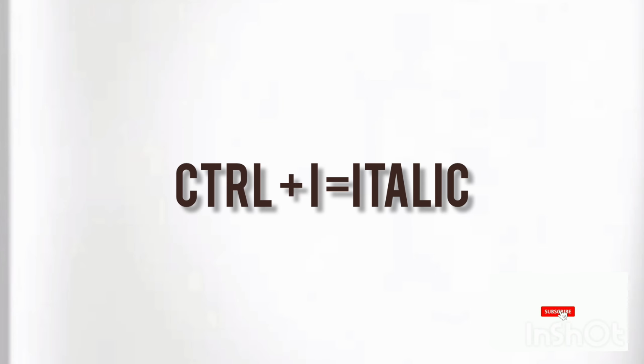Control plus H is replace. If you want to find and replace something, use Control plus H. Control plus I is used for italic. If the font is italic, that is used for the italic ones, Control plus I.